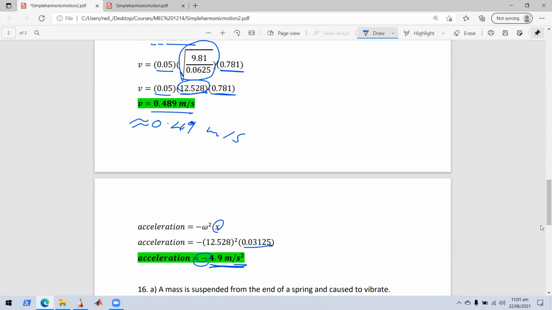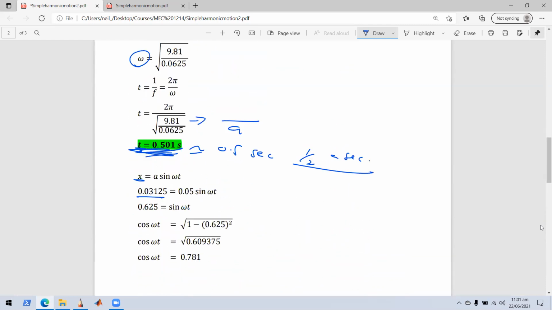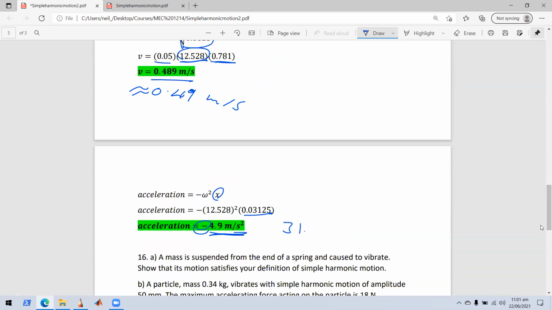And depending on the direction you're at, remember, if distance is 31.25 millimeters, a positive number, acceleration is going to be negative because it's simple harmonic motion. But the magnitude of acceleration is equal to 4.9 meters per second squared. So that's simple for acceleration, right? Just plug the values in, get your answer. Any questions on acceleration? Just using the formula.